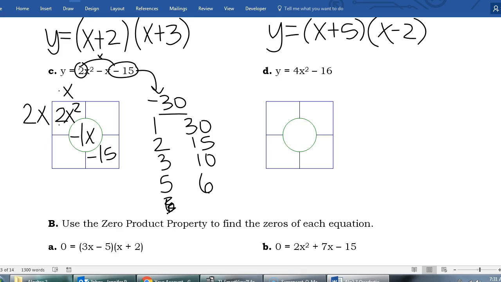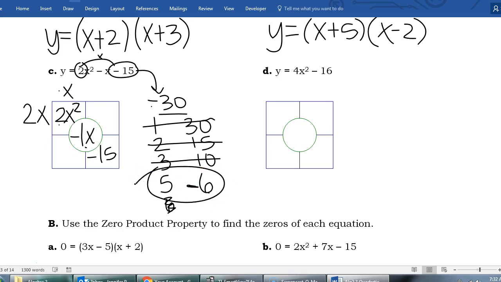With all that being said, now I have my factors of 30, and I'm trying to figure out which version I can subtract to get a negative 1. So if I subtract 1 and 30, that's going to be 29. 2 and 15, that's going to be 13. 3 and 10, that's going to be 7. But 5 and 6, if I subtract them, I get a 1. The question is, do I want a minus 5 or do I want a minus 6? And because my answer should be a negative 1, I want the larger one to be a negative. So my numbers are positive 5 and negative 6.